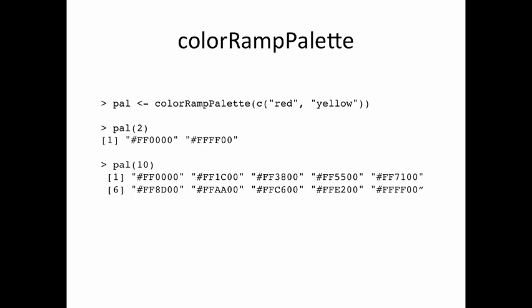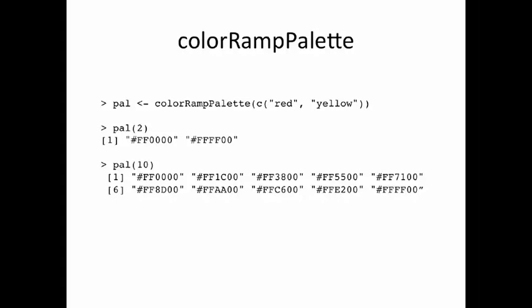The color ramp palette function is very similar, but the type of function that it returns is slightly different. So here I'm passing it a different palette. This palette has two blotches, a red and a yellow blotch on it, and we're going to try to interpolate between those two colors. I've got a function here that's returned by color ramp palette called PAL.